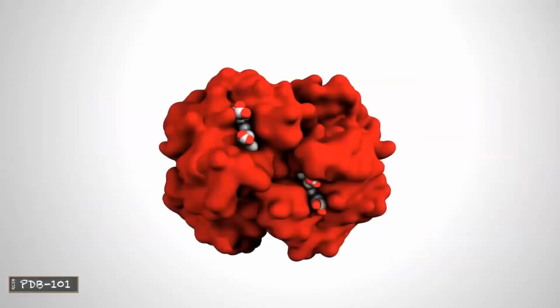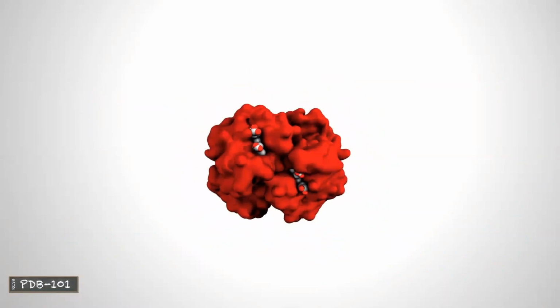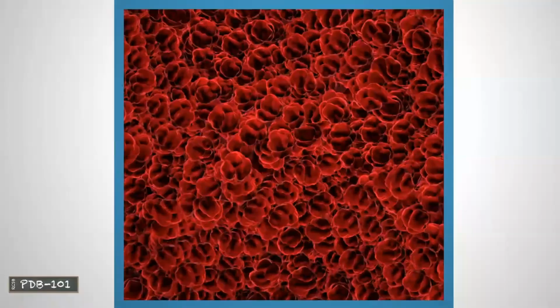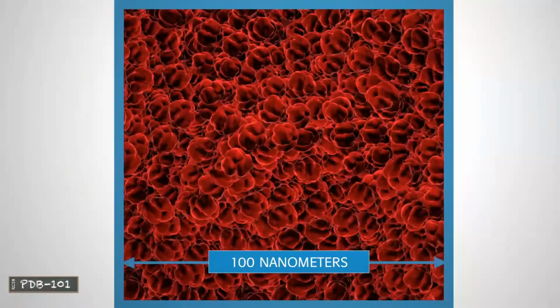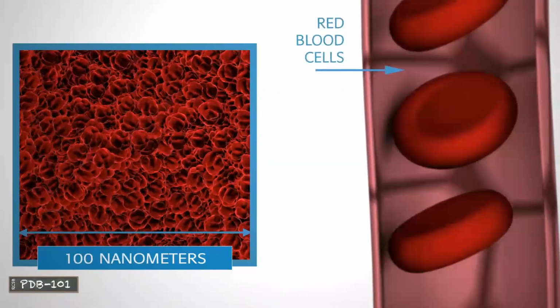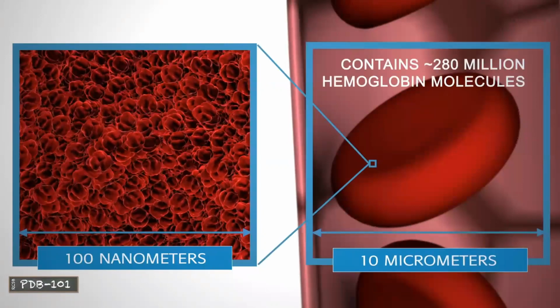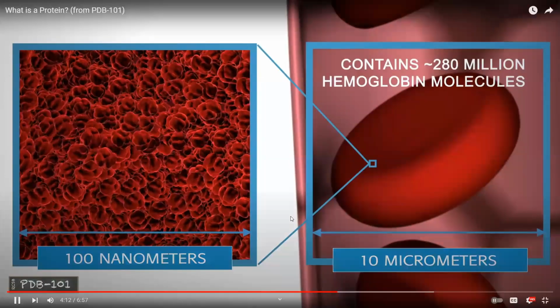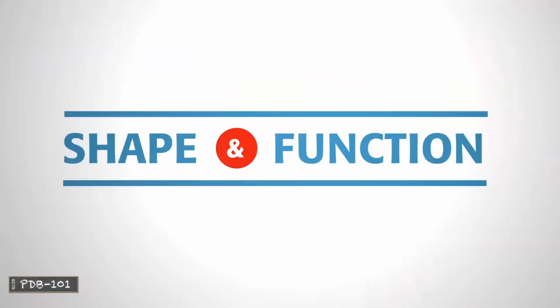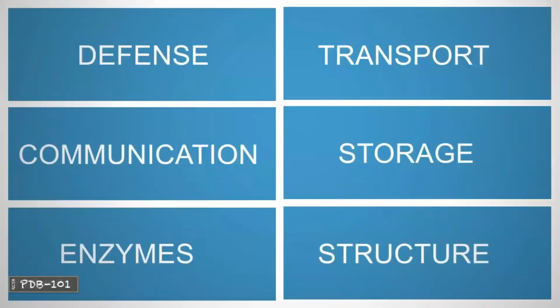Most proteins are smaller than the wavelength of light. For example, the hemoglobin molecule is about 6.5 nanometers in size. Hemoglobin is found in high concentration in red blood cells. A typical red blood cell contains about 280 million hemoglobin molecules. The three-dimensional shapes of proteins determine their function.